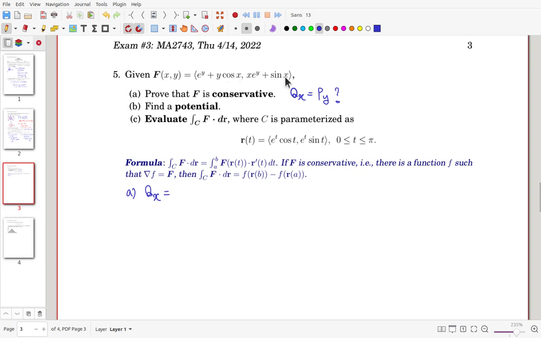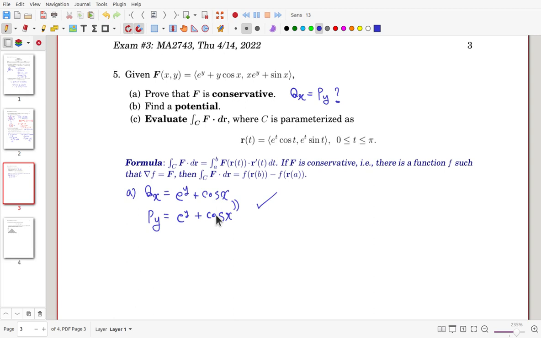Now the x derivative of Q. Q is the second part. The x derivative is e to the y plus cosine x. How about the y derivative of P? Okay, the first part, y derivative. From the first one we have the same e to the y, and for the y derivative, this portion is a constant, and cosine x. They are the same, so it is conservative, right?